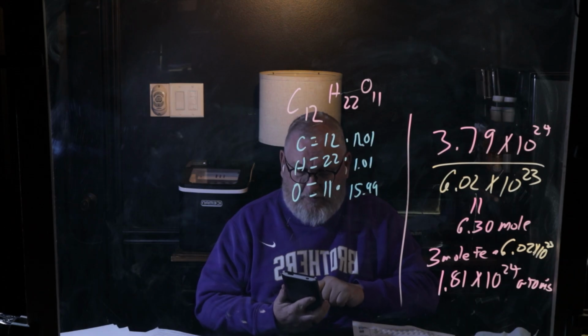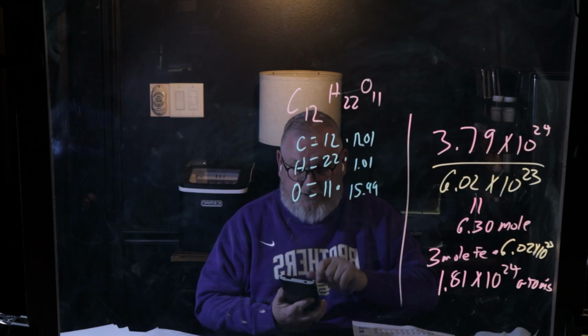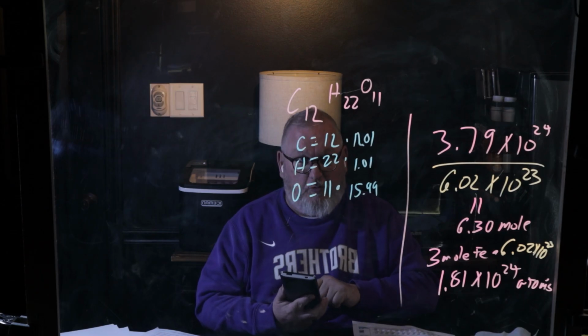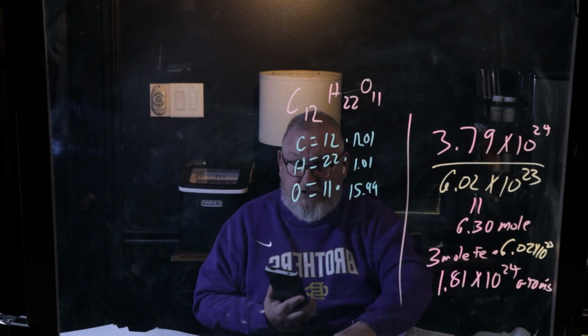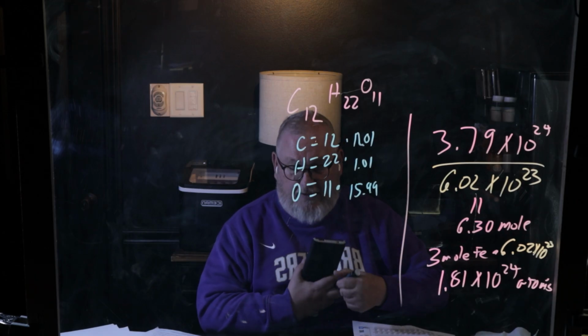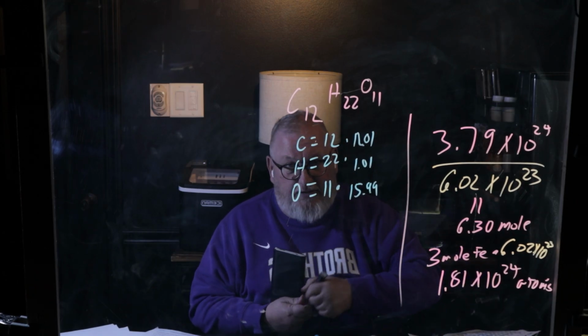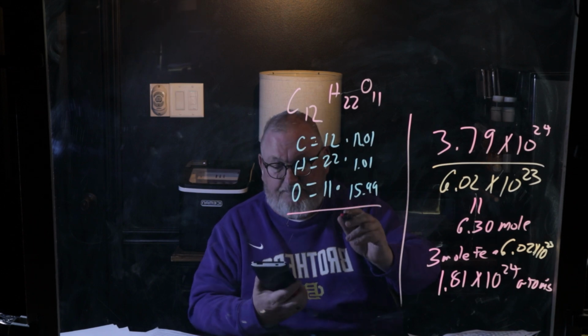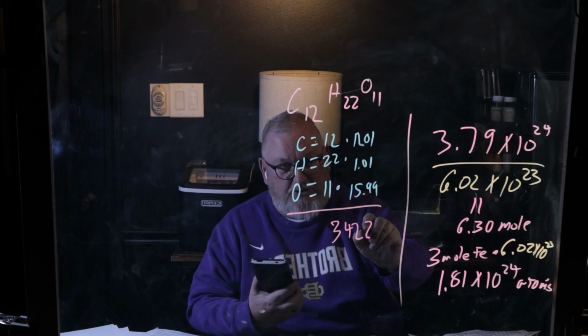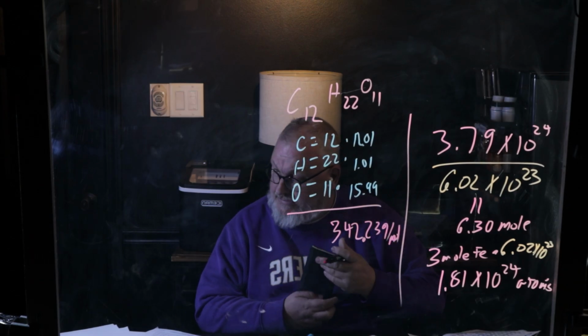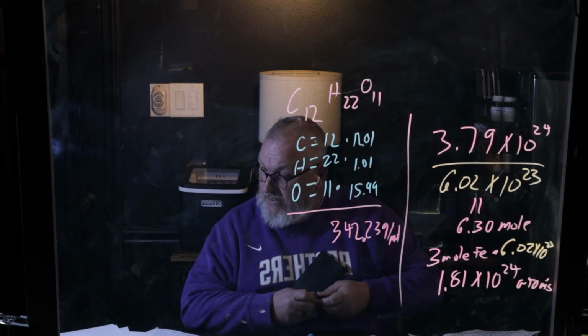I'm going to do this on my calculator really quickly: 12 times 12.01 plus 22 times 1.01 plus 11 times 15.99. I got 342 grams per mole. Let me write that down in red. All this is equal to 342.23 grams per mole. That's the molar mass.